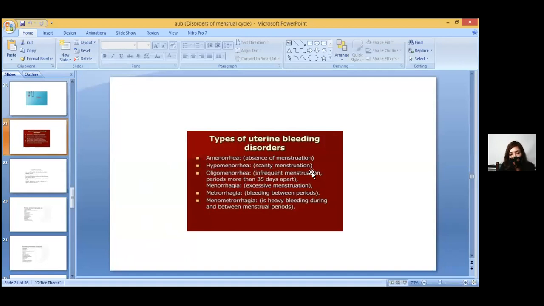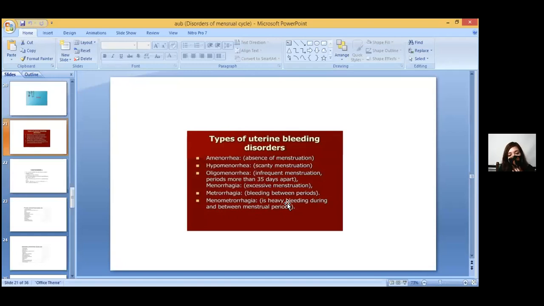Hypomenorrhea means scanty periods. Scanty periods means patient का cycle बिल्कुल regular है, लेकिन जो उसका flow of blood is less than the normal. Oligomenorrhea means there are infrequent periods and the cycle is coming after 35 days. Normal cycle was of 27 to 31 days. So in an oligomenorrheic patient, the bleeding comes after every 35 days. Menorrhagia means excessive periods. The cycles are regular, but the bleeding is very heavy. Then metrorrhagia, bleeding between the periods, that is intermenstrual bleeding, or menometrorrhagia is a heavy bleeding during and between the menstrual periods.